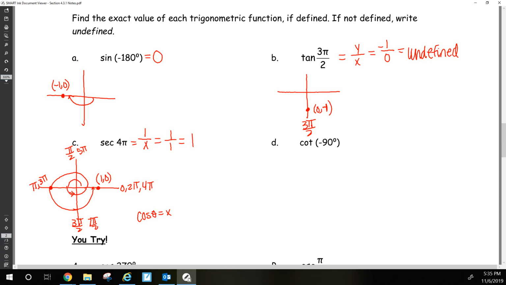All right, last one, cotangent negative 90 degrees. Negative 90 degrees is going down here. It's the same thing as 270 degrees if I went this way. It's also the same thing as negative pi over 2. This point, my x value is 0. My y value is negative 1. Cotangent is the reciprocal of tangent. Tangent was y over x. Cotangent is x over y. So for this one, x is 0, y is -1. And so cotangent of negative 90 degrees is 0.